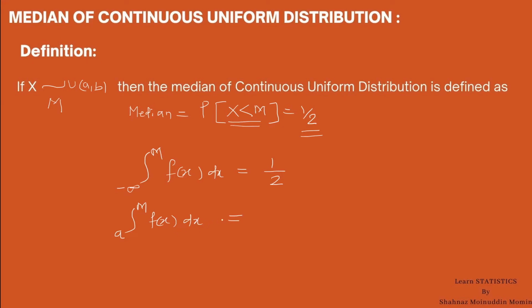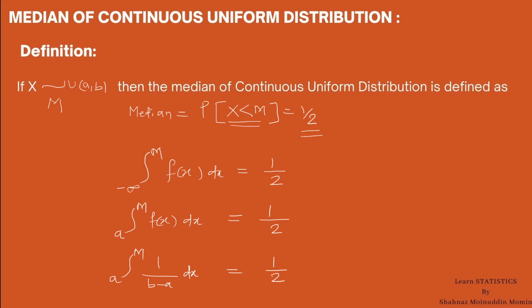where f of x is nothing but the PDF of continuous uniform distribution, and we know that for continuous uniform over A to B, the PDF is 1 upon B minus A. Hence, it is integration A to m 1 upon B minus A dx is equal to 1/2.